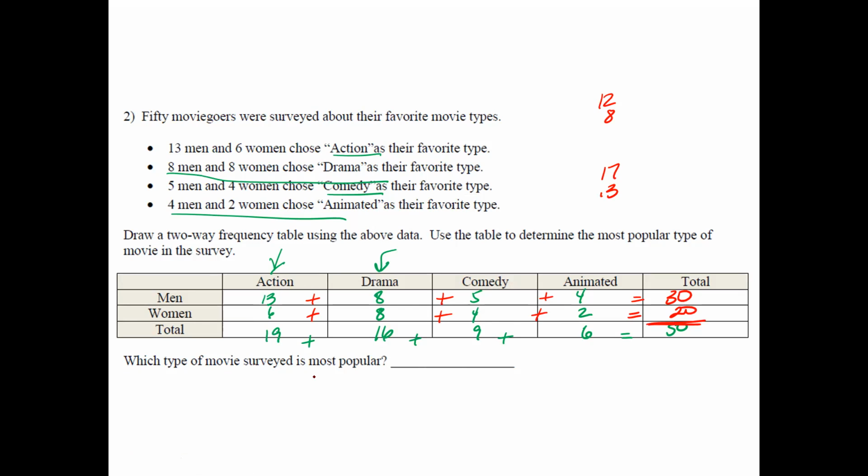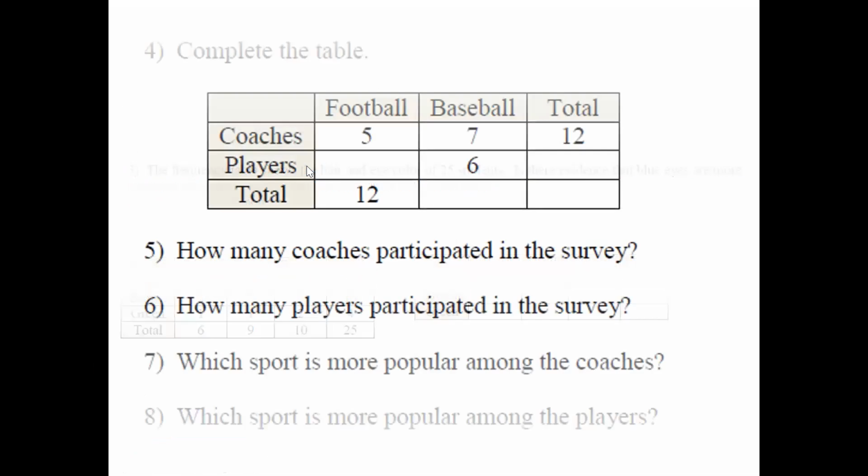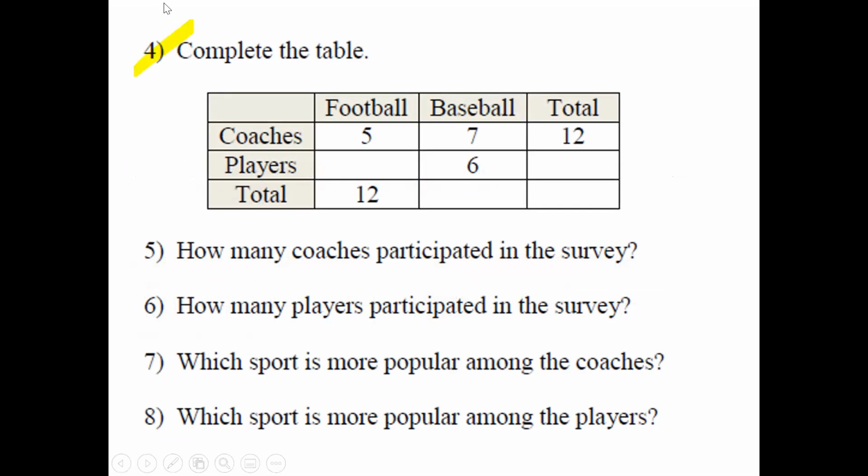So which type of movie was surveyed the most popular? Well, in that case, what you should do is you look at the total. And I have to say, from the total, it seems like action is winning because they're 19. So I would say action. All right, so then with that said, I'm gonna have you guys go ahead and work on number 3. Move on to number 4, pause the video.